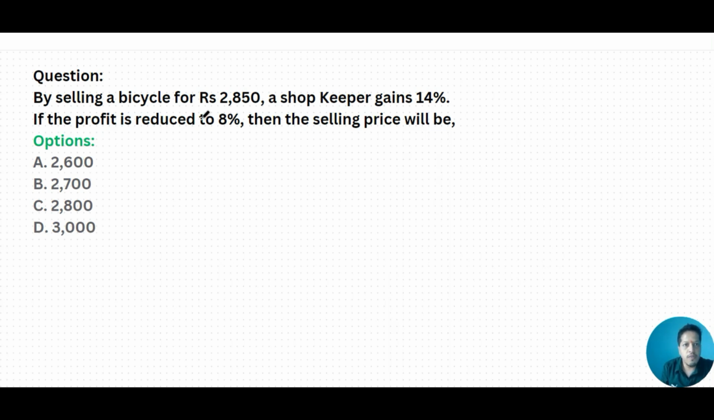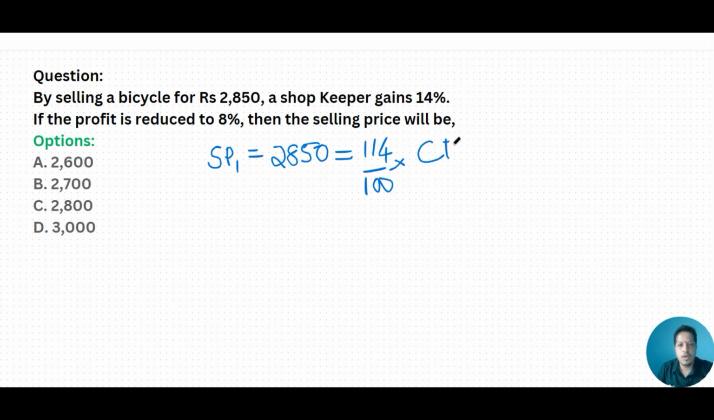So, what is 2850? It's selling price. Selling price 1, let's say. Okay, SP1 is equal to 2850, which gives 14% profit. That means 114% of cost price, correct? Because only then you make 14% profit, right? If it is more than the cost price, how much? It should be 114% of the cost price.